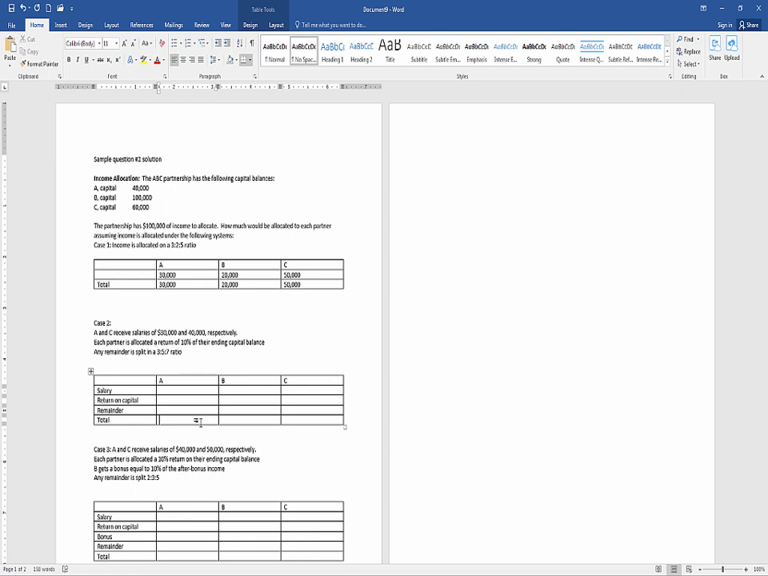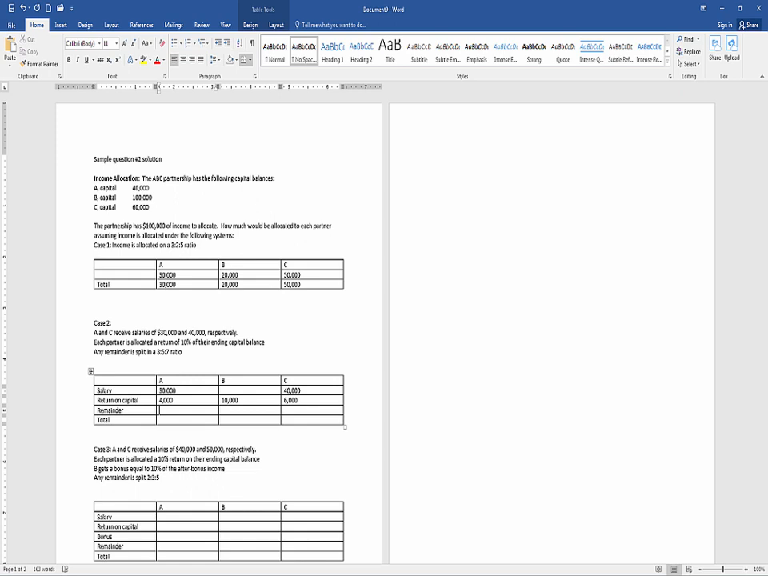The greater a partner's capital balance, the more of their wealth is tied up in the partnership. It's only fair that they be compensated for having their wealth tied up in the partnership. So we're going to allocate a 10% return on their ending capital balance. First we have our salary, $30,000 for A, $40,000 for C. Then we have our return on capital. Up at the top of the page, we see again A, B, and C have capital balances of $40,000, $100,000, and $60,000 respectively. So $4,000 for A, $10,000 for B, and $6,000 for C.